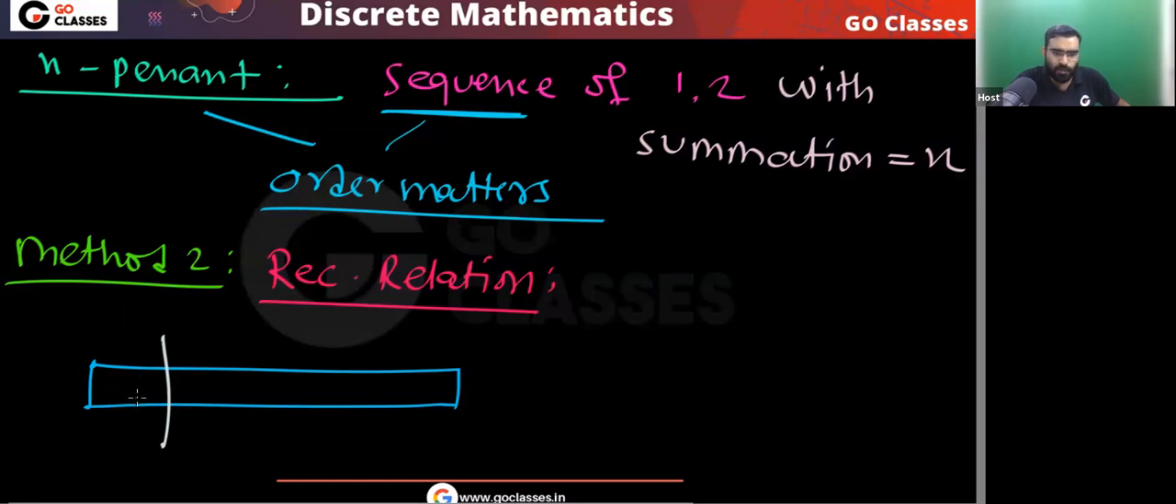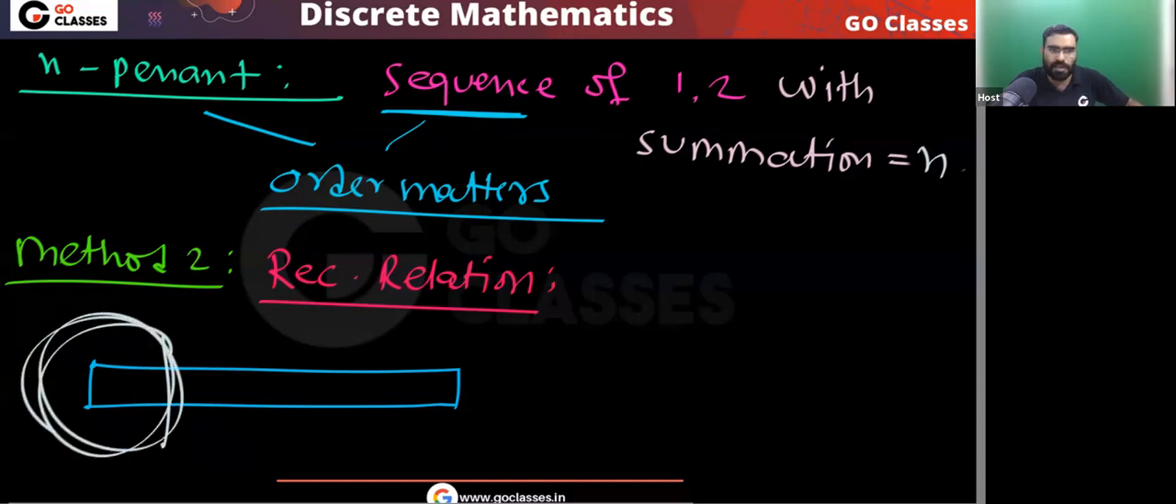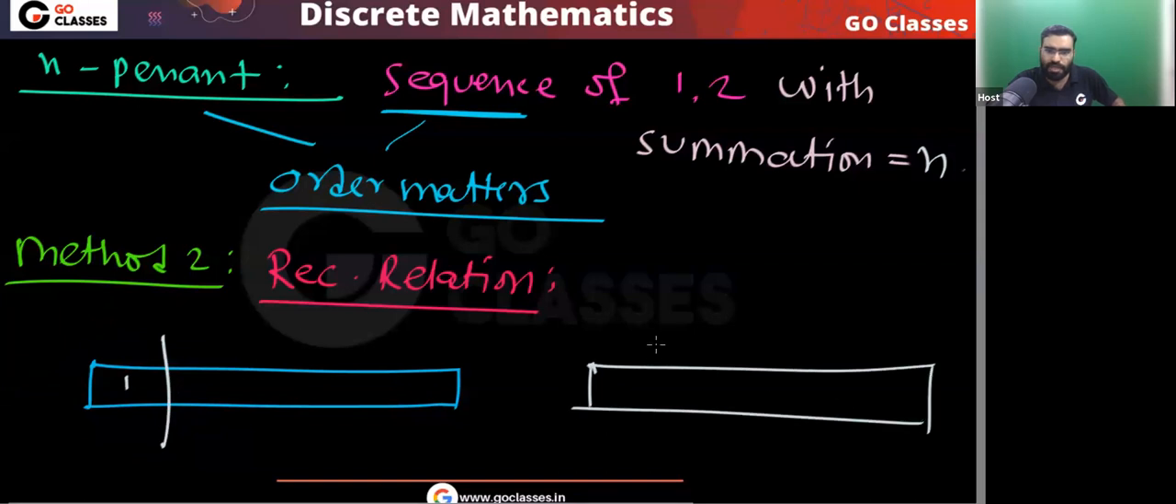Okay. In the first position, what are the choices? I want to create a recurrence relation for n pennant. N pennant means this is a sequence of 1, 2. I can only use 1, 2, and the summation must be equal to n. And the order matters, so what I put here, that matters, correct? For example, if I put 1 here, can I say that will be different if I put 2 here?